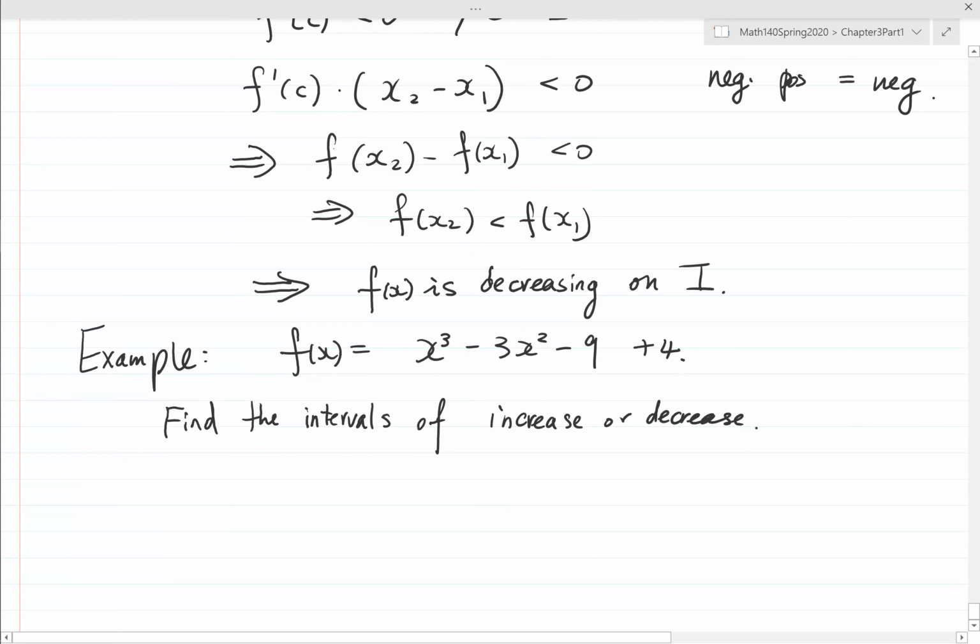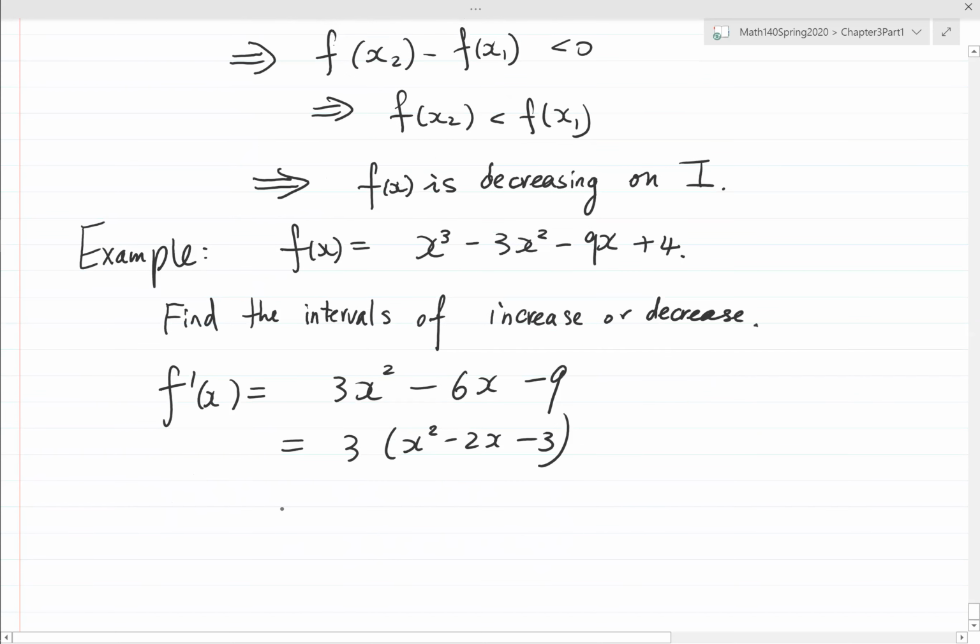By the increasing/decreasing test, it suffices to find on what intervals the derivative is positive and on what intervals the derivative is negative. So first we take the derivative. The derivative f'(x) is 3x squared by the power rule, minus 6x, minus 9. Now if you factor out 3, this will be 3 times (x squared minus 2x minus 3).